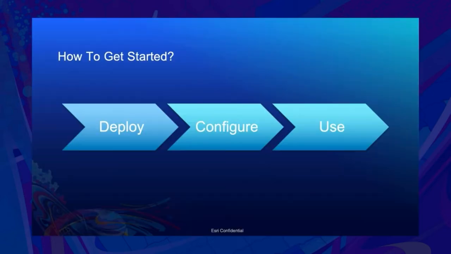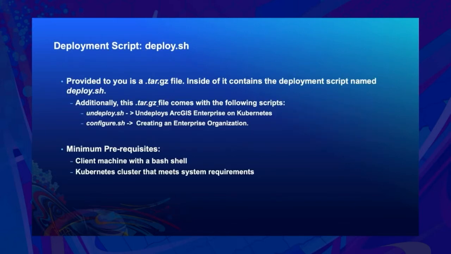If you ever find yourself wondering what is next, just remember these 3 steps: deploy, configure, and use. You will be provided with a tar.gz file that contains the following scripts: deploy.sh, undeploy.sh, and configure.sh. These 3 scripts will enable you to be able to successfully deploy, configure, and use ArcGIS Enterprise on Kubernetes.